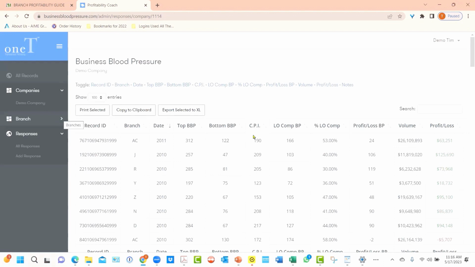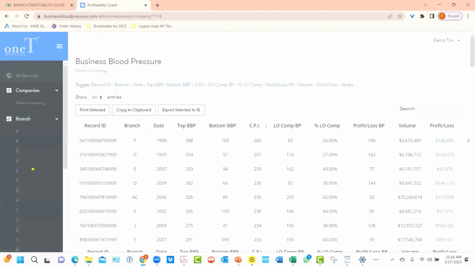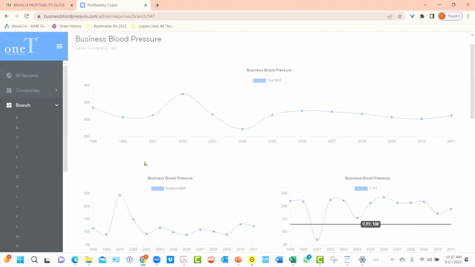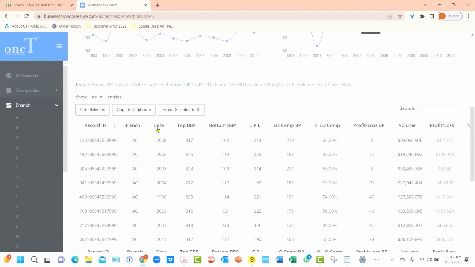Now, I can change this. I can sort this by CPI, up, down. I can sort it by profit. Any one of these is sortable up or down. Now, if I wanted to look at a particular branch, let's say I come up with branch AC. In this example, I'm only looking at Tim, the regional. He might be the president or the CEO, but Tim is the regional. Tim can look at this branch and how it stack ranks. How is he or she doing? The AC branch, let's look at this.